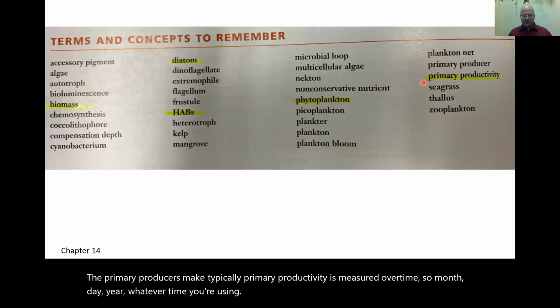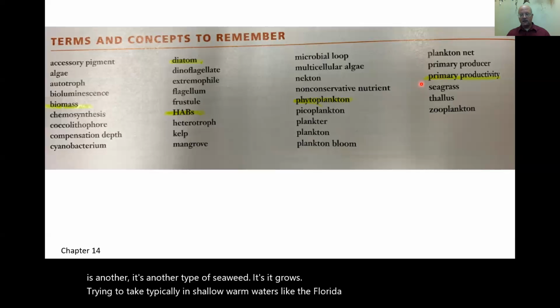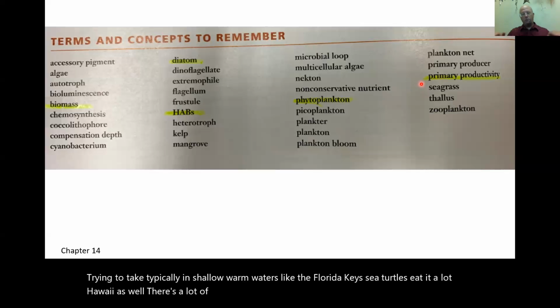Seagrass is another type of seaweed. It grows, trying to think, typically in shallow, warm waters like the Florida Keys. Sea turtles eat it a lot. Hawaii as well. There's a lot of seagrass. Tends to form beds on the bottom of the ocean.